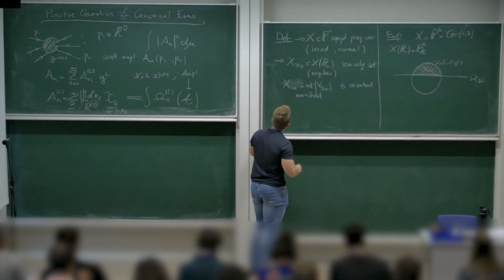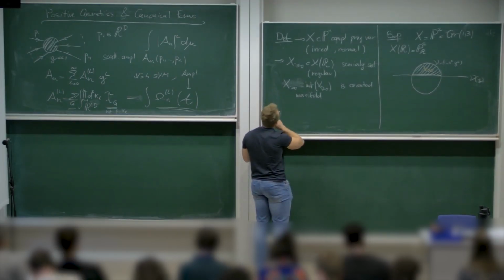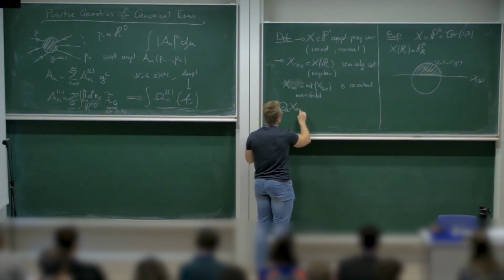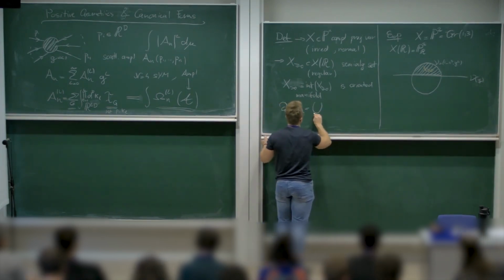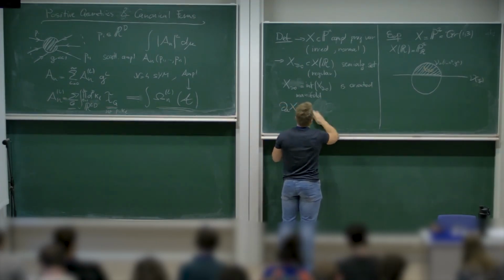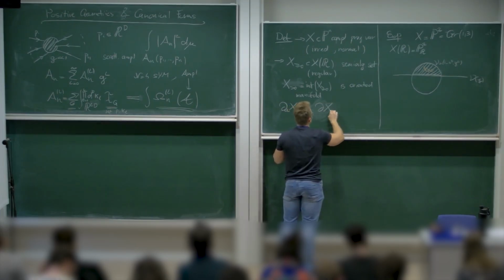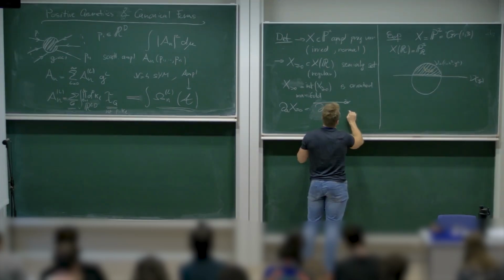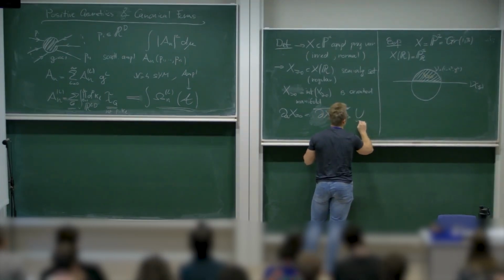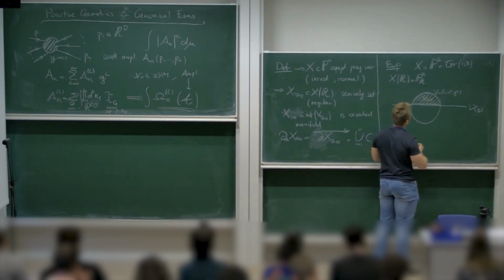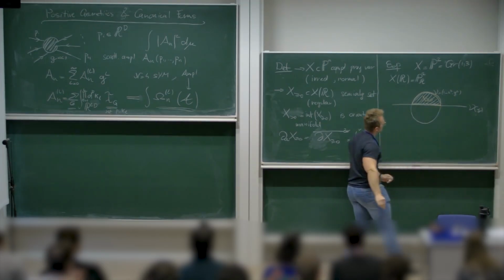Okay, and now I need another ingredient, which is the algebraic boundary. The algebraic boundary is defined as the Zariski closure of the boundary of my semi-algebraic set. So what does this mean? It means that I take the boundary of x greater or equal than 0, which is this, and I take the Zariski closure.